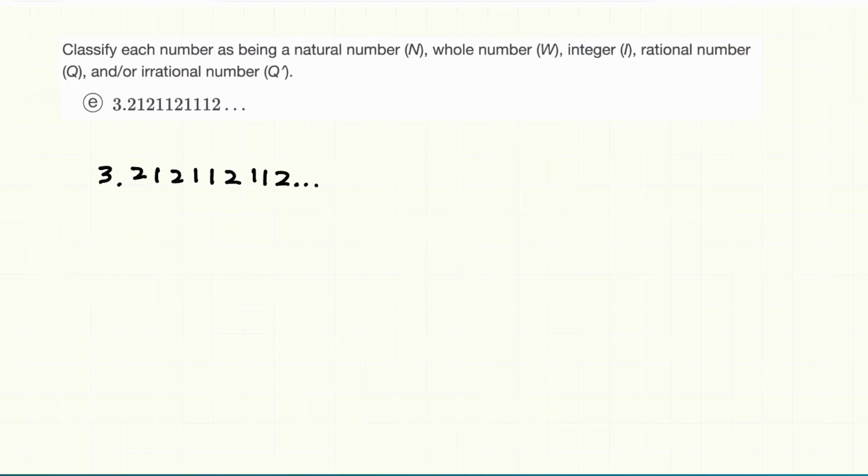Lastly, we have this decimal, which goes on forever. As a decimal, it's not a natural number, it's not a whole number, or an integer. To be rational, it would have to be either a repeating or a terminating decimal. This example does not have a series of numbers that continues to repeat, so it's not rational, leaving us with just irrational, Q prime.